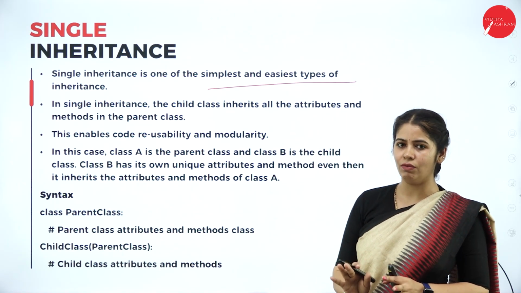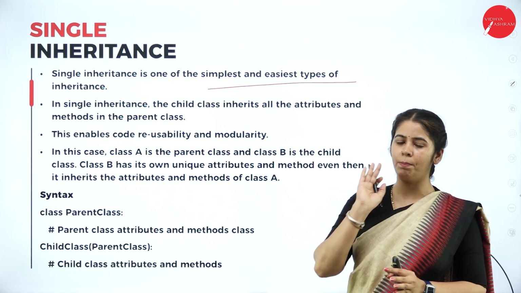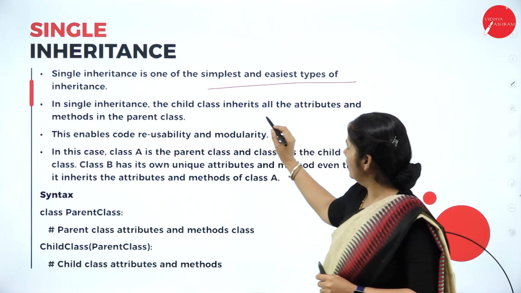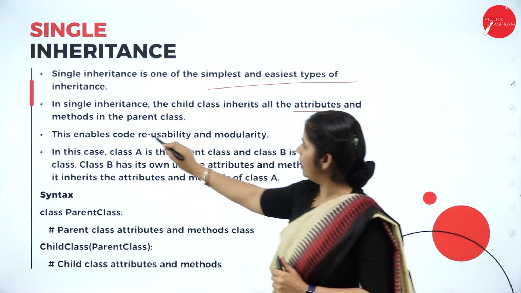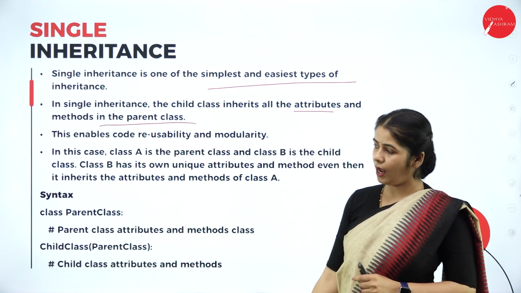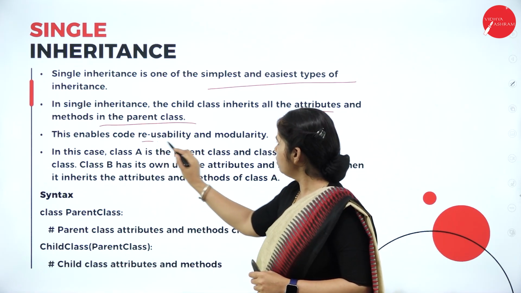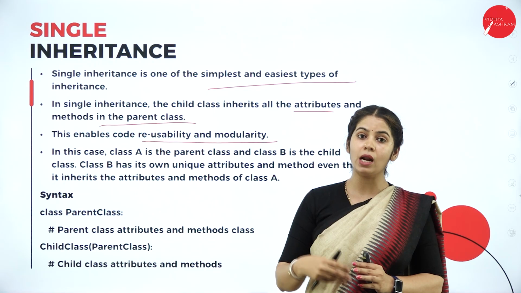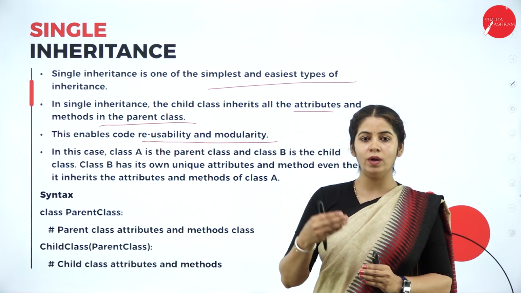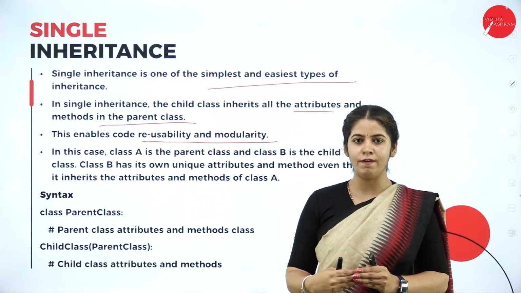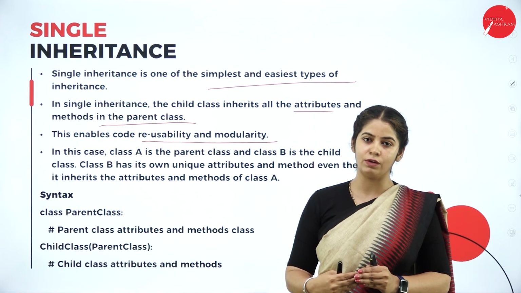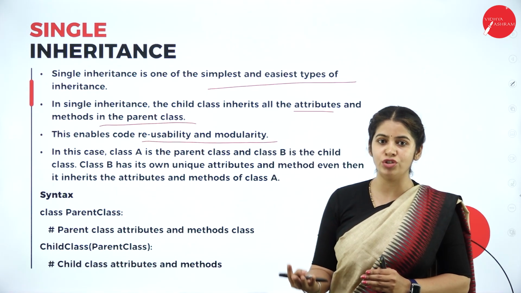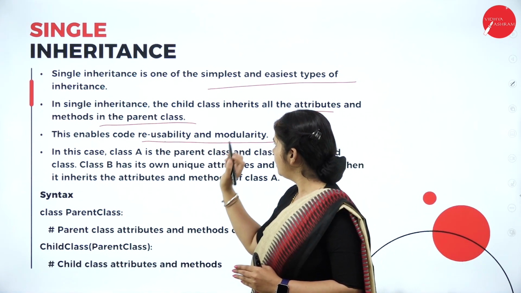That is a single level inheritance. We have only one level, parent and then the child, that's all. In a single level inheritance, the child class inherits all the attributes and the methods of the parent class, right? This enables reusability and modularity. Why are we doing this? To enable reusability. We need not define the same attributes and functions in the child class again. Once defined in the parent class, they can be used in the child class directly. So that is reusability and modularity.